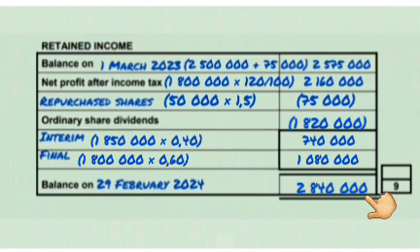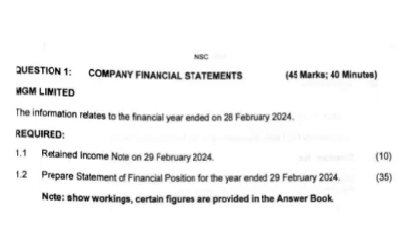Notice I did not do anything in this calculation about the 740,000 and the 1,080,000. Why? Because they are already part of my ordinary share dividend. Don't do double accounting. We are done with our retained income note. We move on to 1.2.